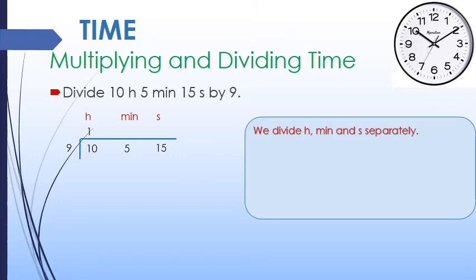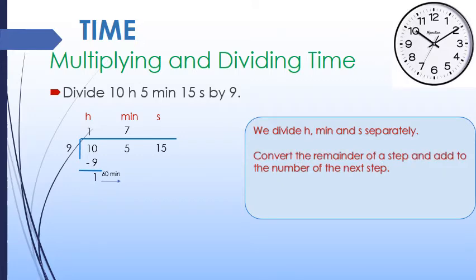9 ones are 9, as we know. So the remainder comes 1. Now 1 hour is left. When we divide 10 hour by 9, 1 hour is left. Now this 1 hour will go to the minutes section. Before going to the minutes section, we have to change this 1 hour to minutes. So 1 hour is equal to 60 minutes. So 60 minutes will go to the minute section, and 60 minutes plus 5 minutes is equal to 65 minutes.